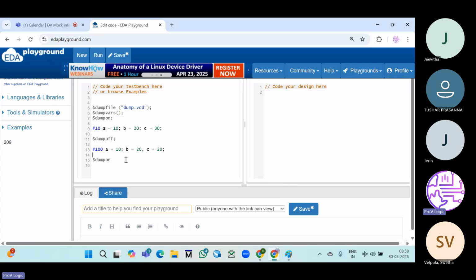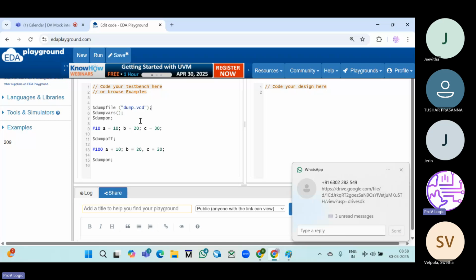So this is how we can differentiate $dumpfile, $dumpvars, and $dumpon. $dumpfile, dump.vcd, means the entire file we are putting into the waveform to generate the variables into the waveform. Dump.vcd, value change dump. Next, $dumpvars means all the variables we are dumping.